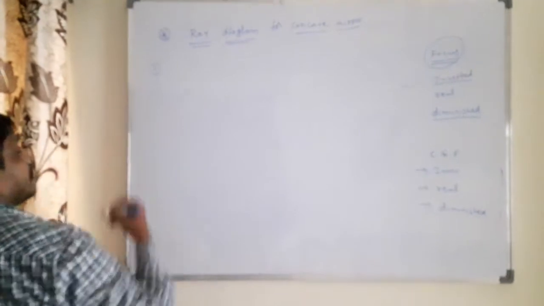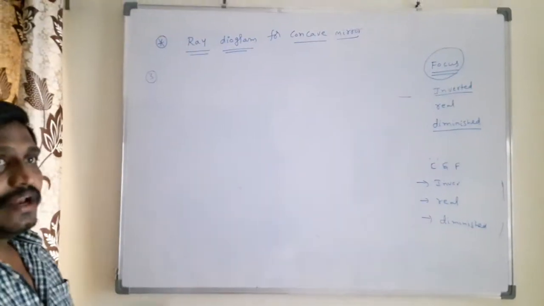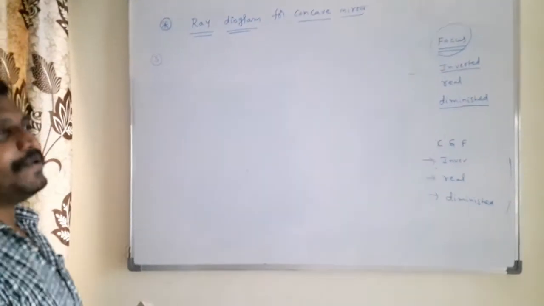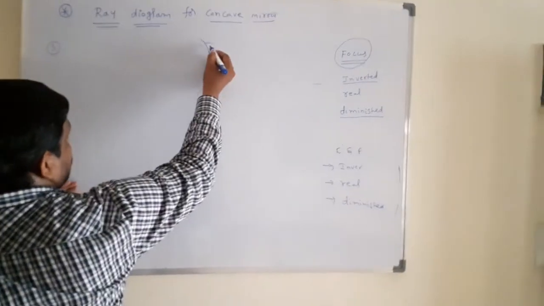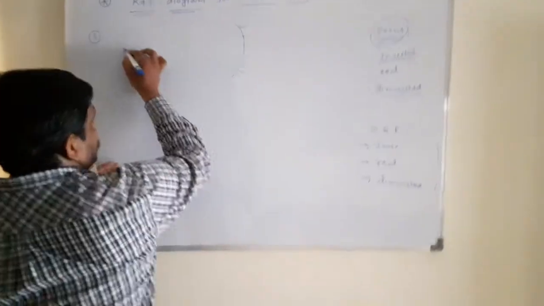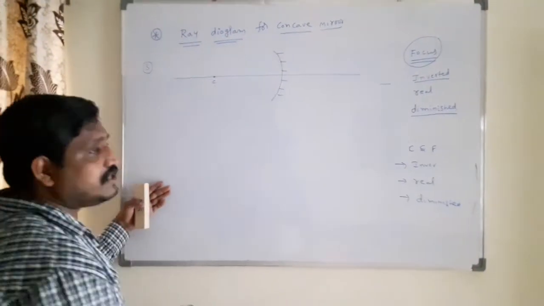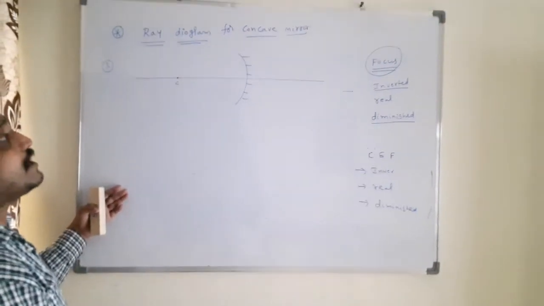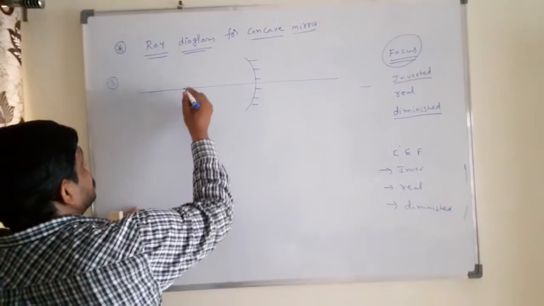First point: object at infinity. Second point: object placed between C and infinity. Next point: object placed at C. Object placed at C, Nana. That means this is the mirror, Nana. This is the principal axis. This is called C. C is called the center of curvature. Look here, object placed at C, Nana.